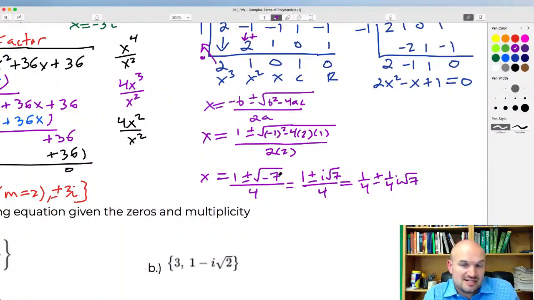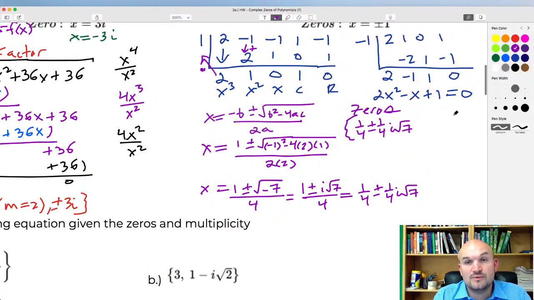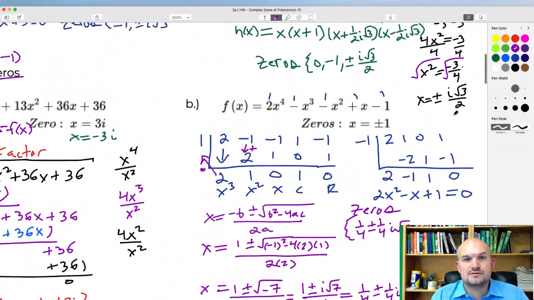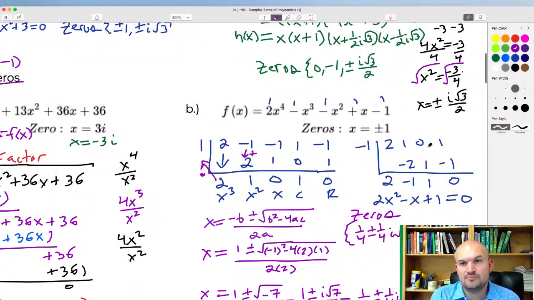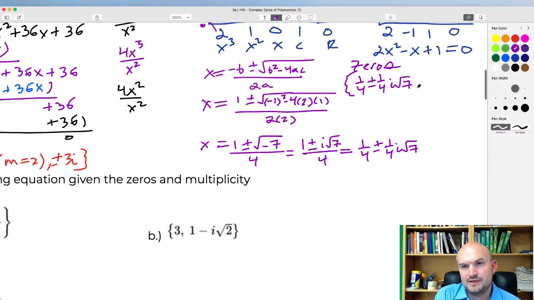And on a multiple choice test, you just have to make sure you understand that these are the same. Now, as far as writing the zeros, either one of these forms is going to work. So we just have 1/4 plus or minus 1/4 i square root of 7. And then don't forget, we have our other zeros here, which are plus or minus 1. So that's going to be plus or minus 1.